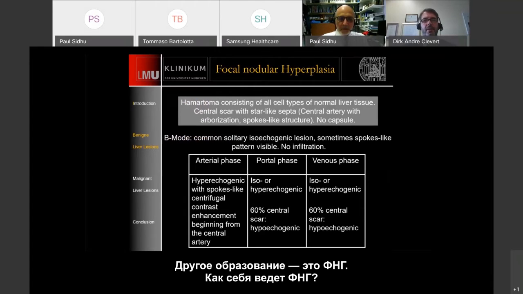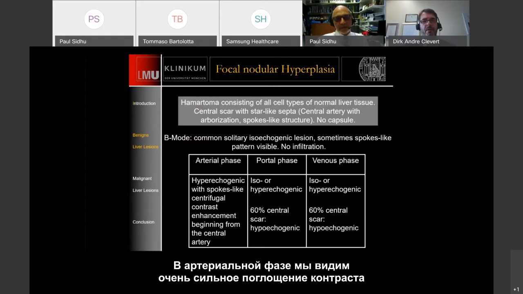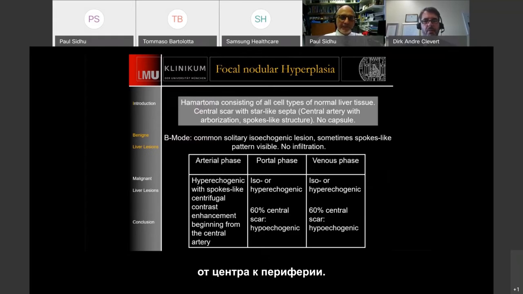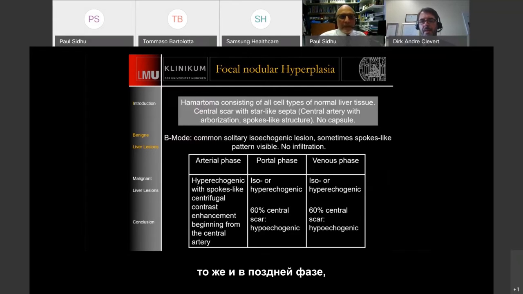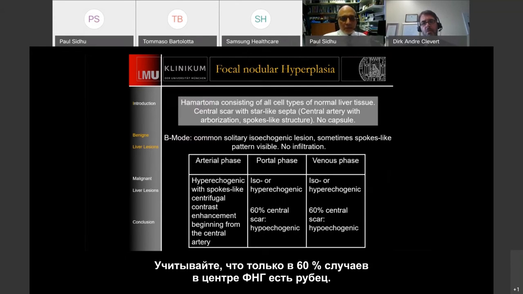Another lesion is the FNH. How does an FNH behave? In the arterial phase, we have a very, very strong uptake from the center to the periphery. In the portovenous phase, it's iso- or hyperechoic, the same as in the late phase. Keep in mind that only 60% of FNHs have a central scar.